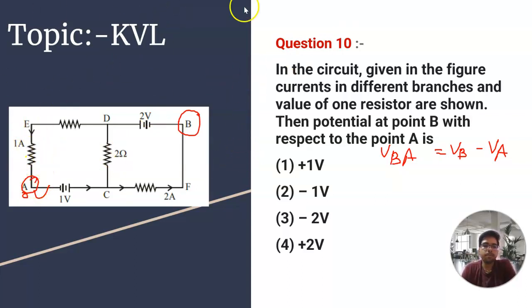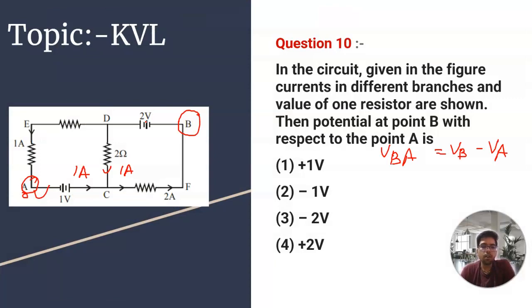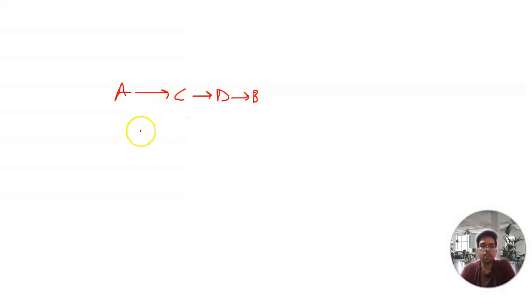Now if this is 1 ampere, this is 1 ampere, this is 2 ampere, then there should be 1 ampere. So I will move from A to C, then C to D, then finally D to B. This is my path. From A to C, how much voltage gain? 1 volt. At A potential is 0, then it is gaining 1 volt. Now we are moving to the point C.